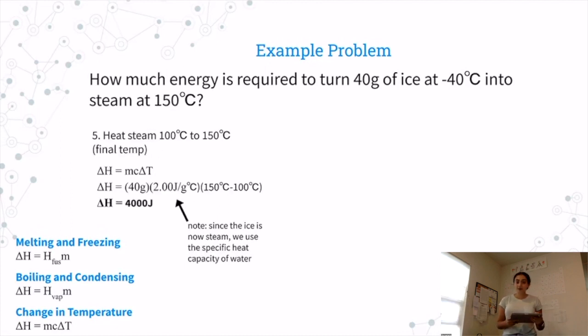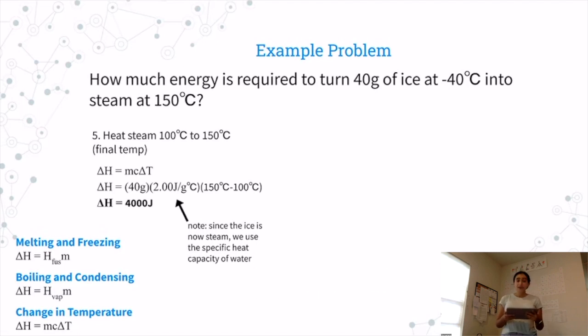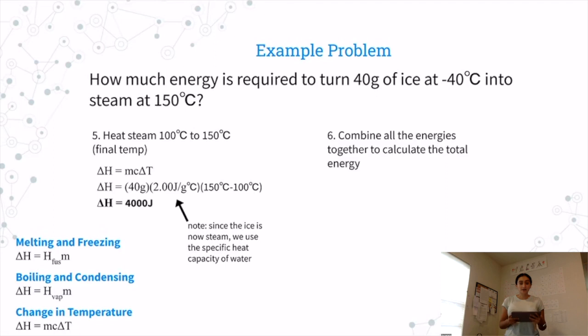So now we have one final step. We are at steam at 100 degrees Celsius, but we now want to take it to 150 degrees Celsius. So we are going to use our change in temperature equation. We now are going to use the specific heat capacity of steam, not water, and our delta T, 150 minus 100 degrees Celsius, and we are going to get 4,000 joules for our amount of energy required to raise this temperature.